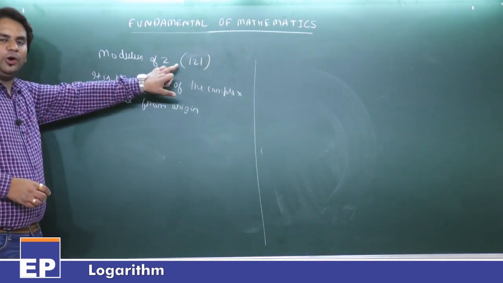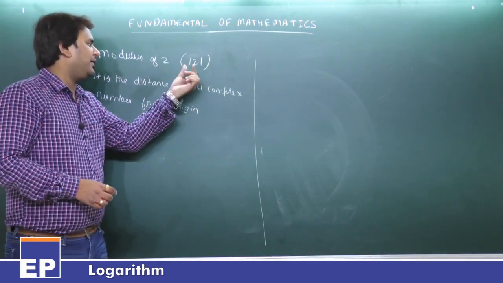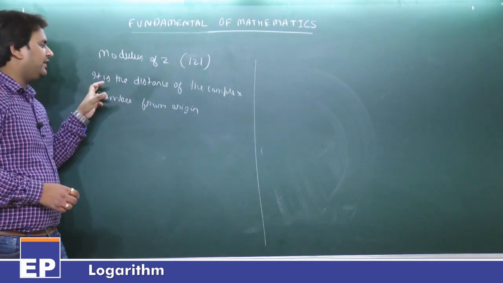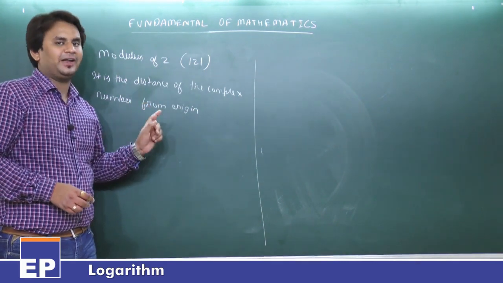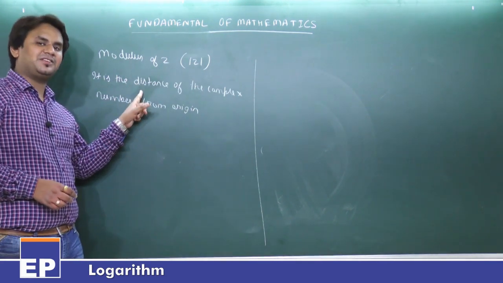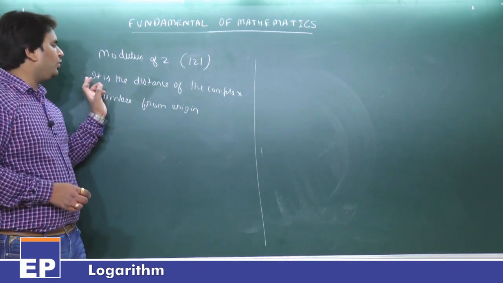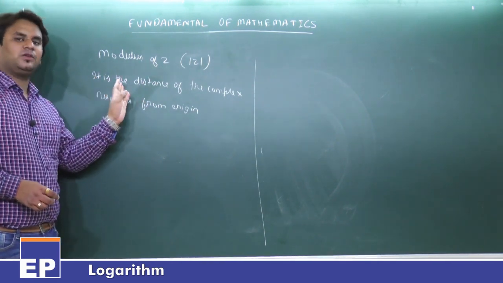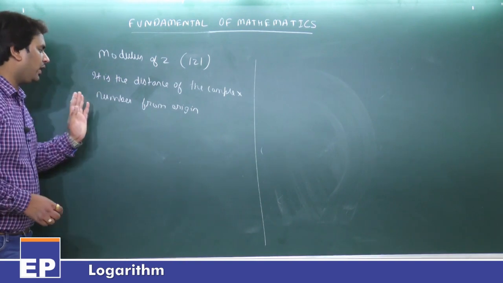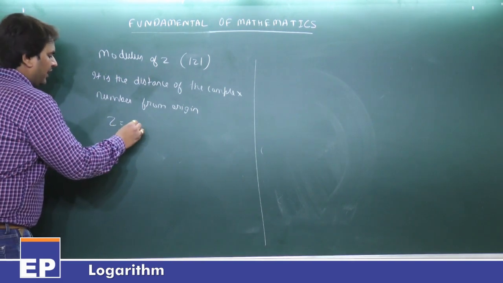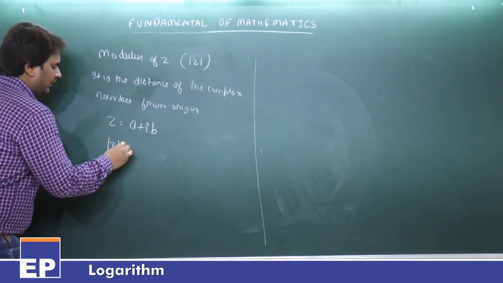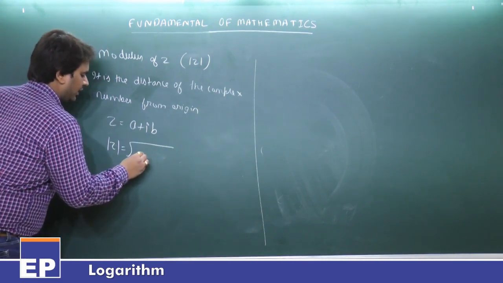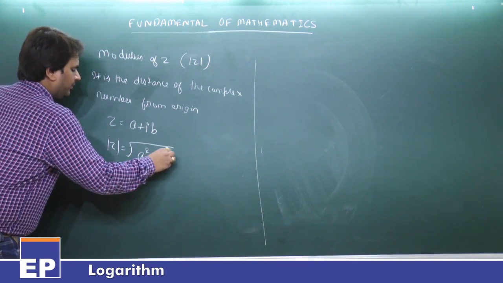If you want to find the modulus of z, that is characterized by mod of z, it is the distance of the complex number from origin. That I will tell you by a geometrical diagram, but first of all you will remember this definition. So what is z? We have used z is equal to a plus iota b, then modulus of z will be equal to under root of a square plus b square.